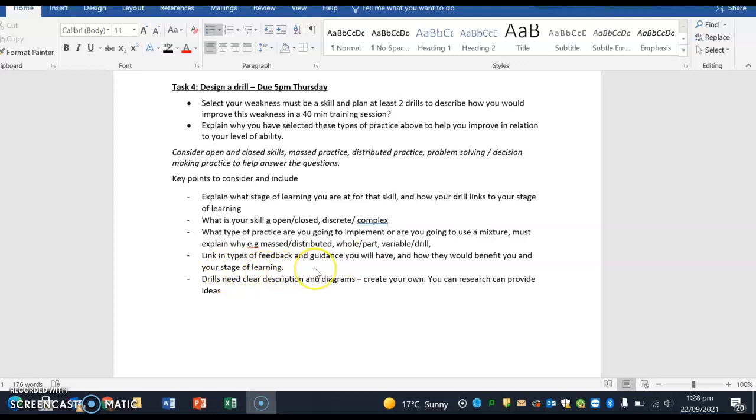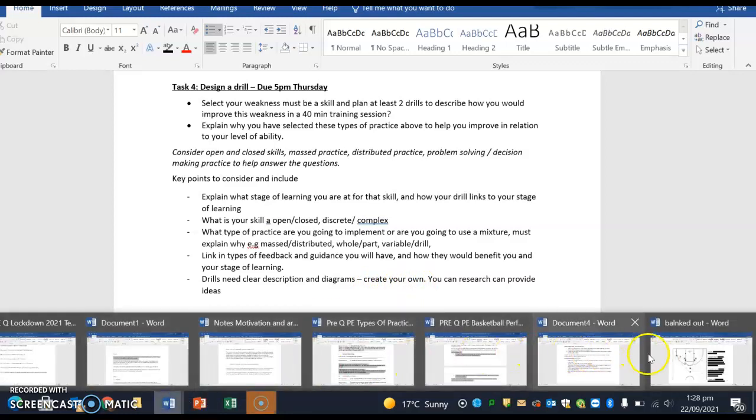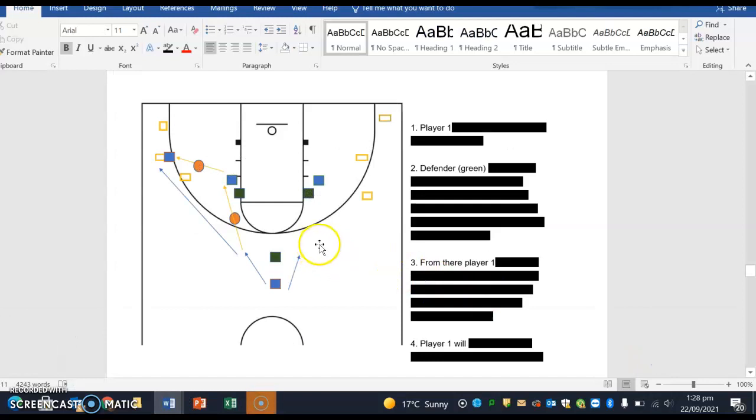We've covered this, and this is why this task involves implementing some of the information, that higher level thinking from what we've covered in the previous weeks. Your drills, as I said, need to be clear, with description and diagrams, so broken down. You've got to create your own. You just can't go and copy stuff. So I will have to see a little bit of technical wizardry on the Word document or whatever you're using.